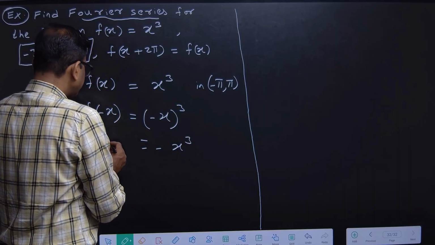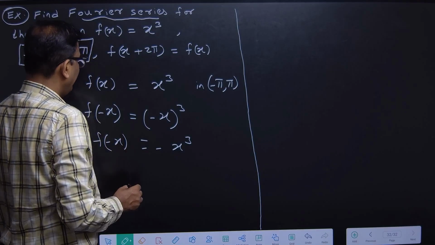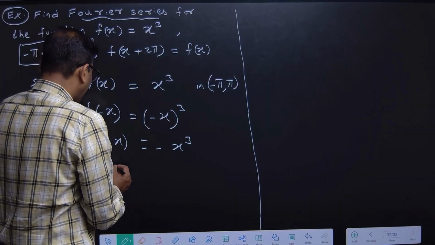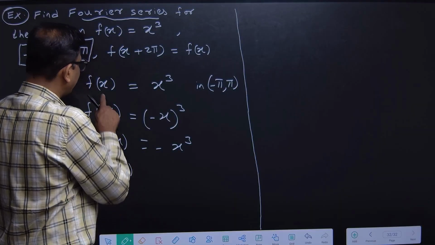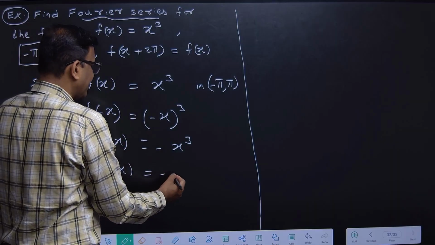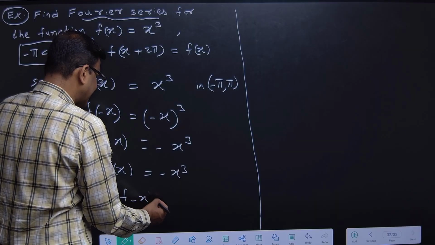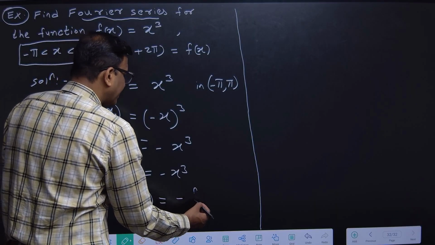Now see, f of x is x cube. F of minus x is minus x cube. If you multiply this f of x by minus 1, you will find it is minus x cube. You can see that f of minus x is equal to minus into f of x.